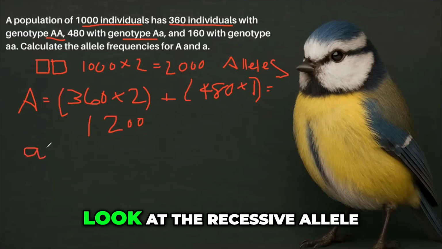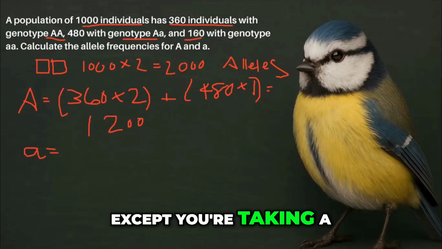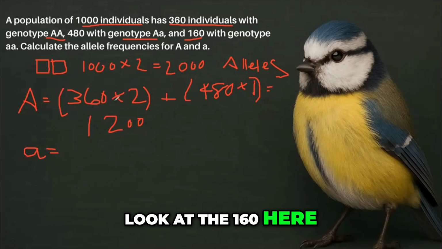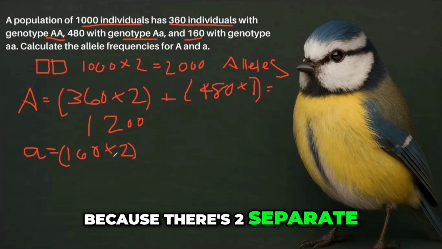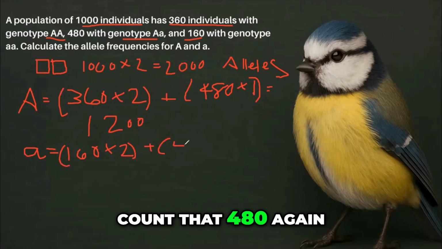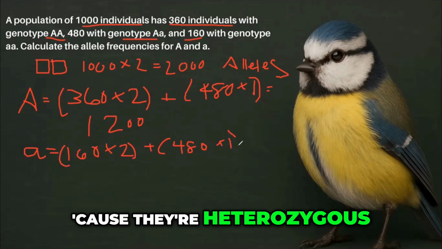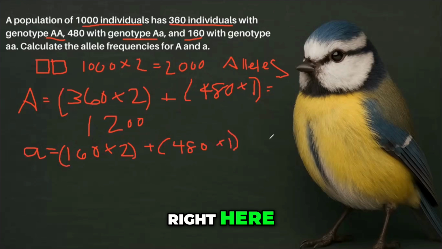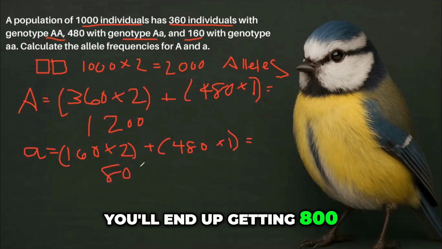Now, if you're taking a look at the recessive allele, you're going to do the same thing with that one, except you're taking a look at the 160 here. So we remember you have 160 times 2 because there's two separate alleles for each individual. And then you're going to count that 480 again. And it's times 1 because they're heterozygous right here. And when you add those two together, you'll end up getting 800.